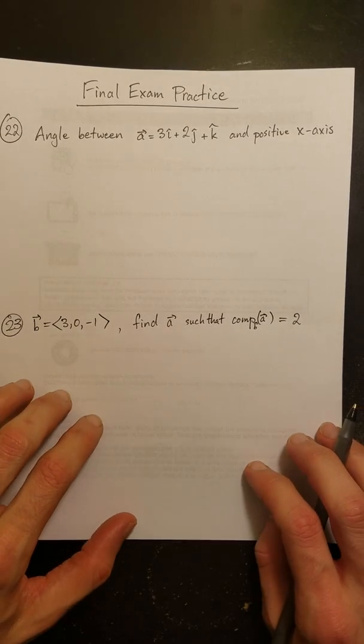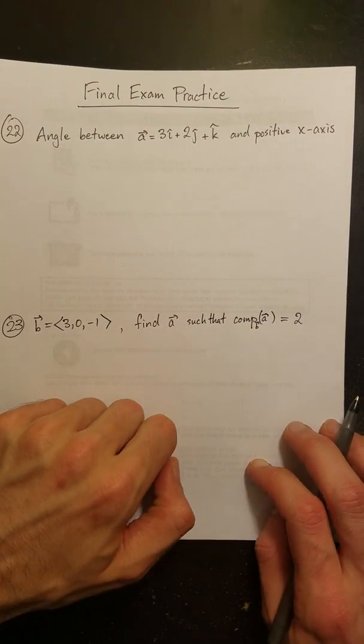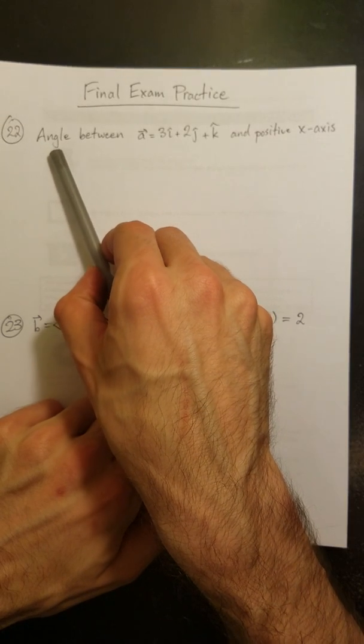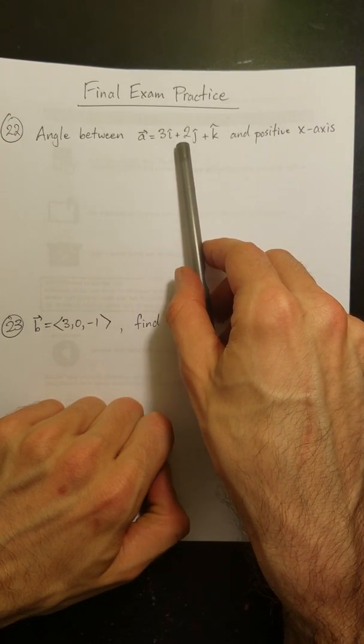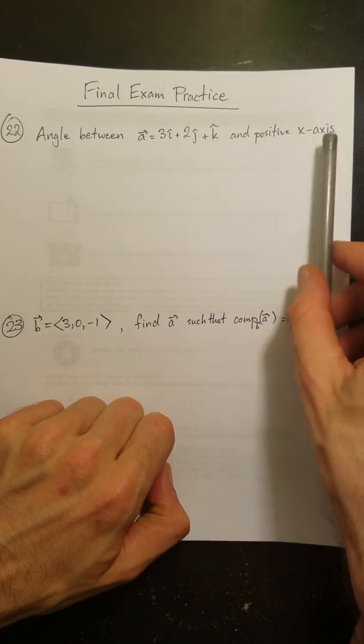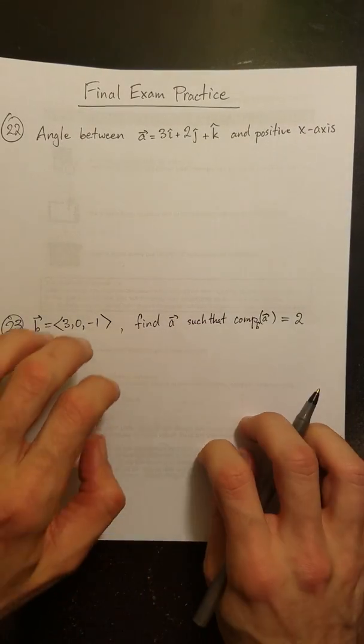All right, so we're on problem 22 of the final exam practice. In this problem, we want to find the angle between this vector A, which is 3i plus 2j plus k, and the positive x-axis.